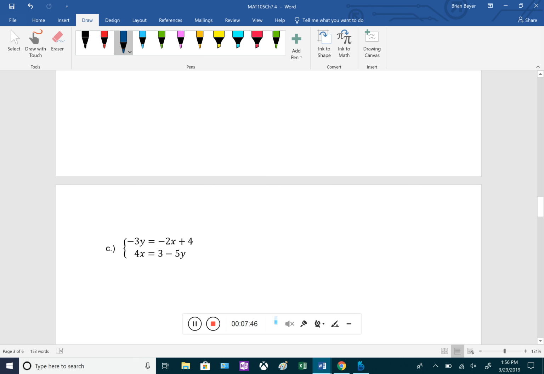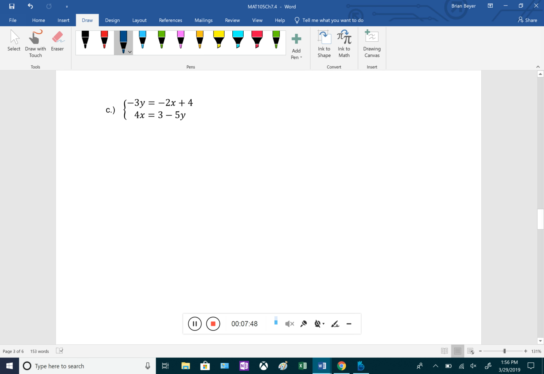Okay, and then for the next one here, we have negative 3y equals negative 2x plus 4, and 4x equals 3 minus 5y. So choosing which variable to solve for here, you can choose any of the 4. None of them have a coefficient of 1 on them, so it might be a little bit hard to solve for. So what I'm going to do, I'm just going to choose to solve for x from this first one. You don't have to choose that one, but that's the one I'm choosing.